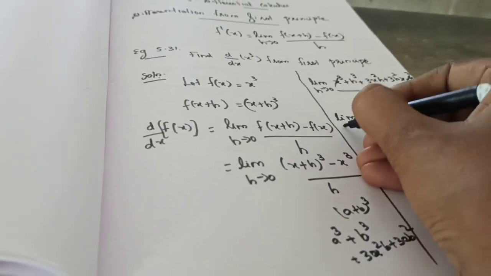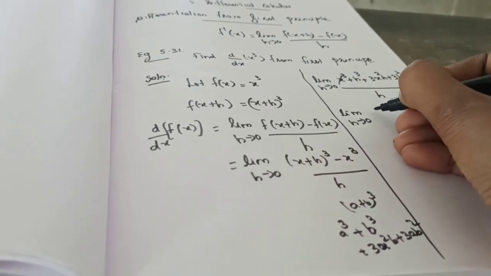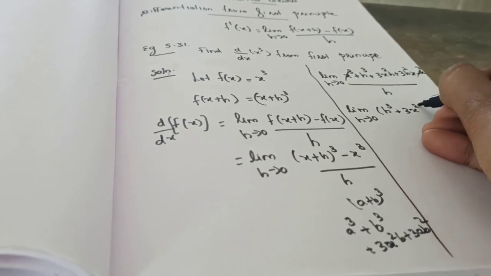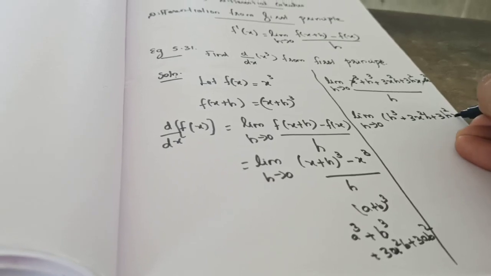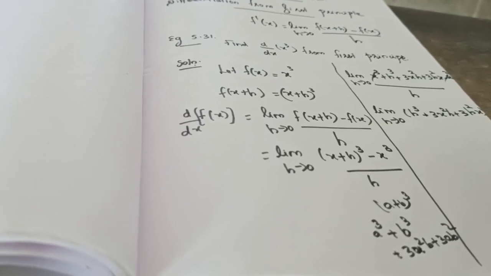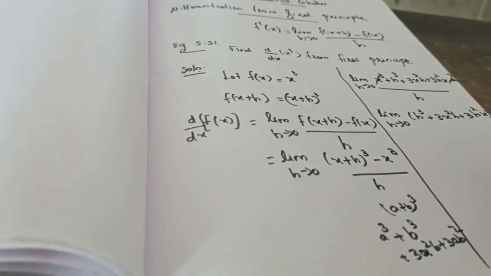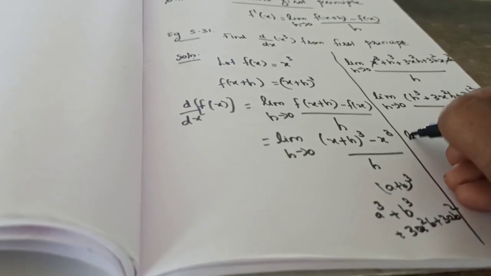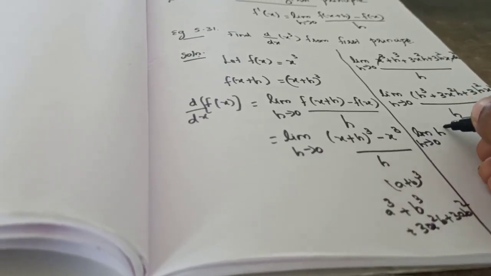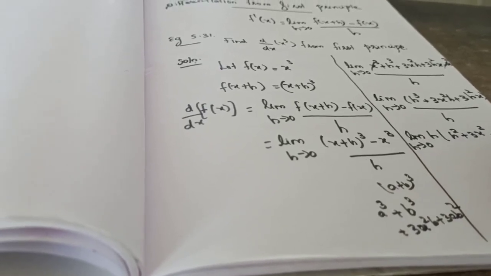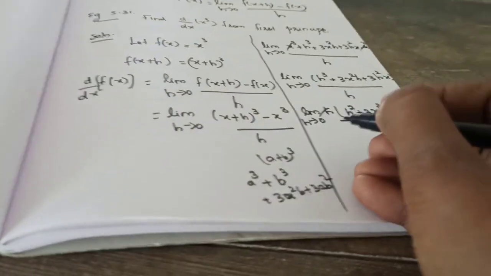So what's the balance? Limit h tends to 0 of h cube plus 3x square h plus 3h square x. Now you apply h tends to 0. Okay, but before that, can I take anything out and cancel? So h: I am taking h outside. So what's the balance? h square plus 3x square plus 3x h, divided by h. So h and h we can cancel. Understand? h and h you can cancel.